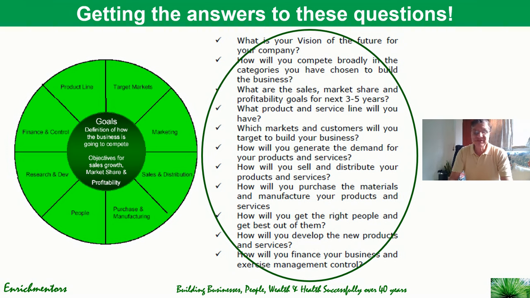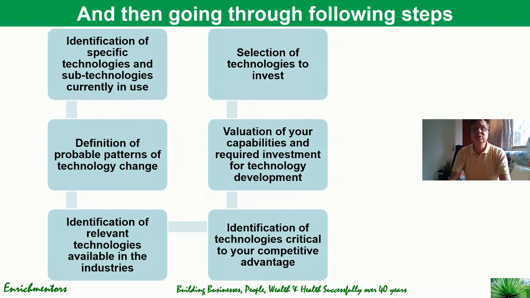Once you have the business strategy defined and understood, you need to go through the 6 step process. The first step is the identification of specific technology and system technology currently in use in your company. Next is the definition of the probable pattern of technology change in the technologies that you're using today in the company. What are the kinds of changes that are going to happen? Then, identification of new relevant technologies available in the industry. So you're doing technology search and technology prediction from the current technology that you're using.